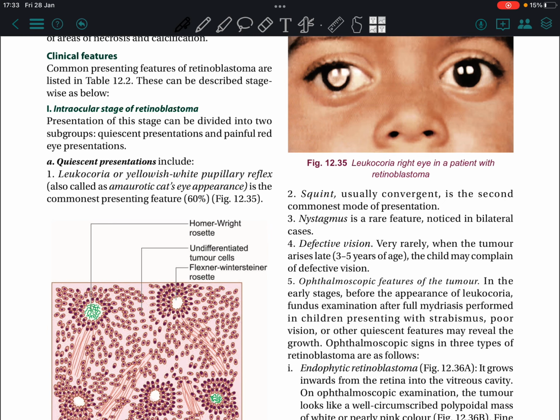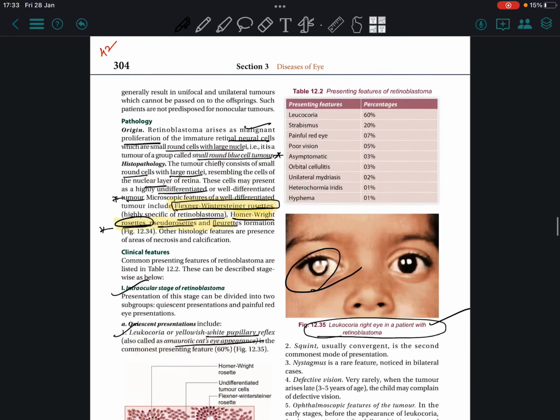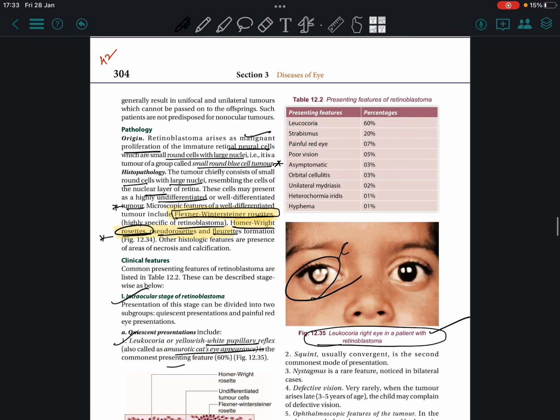Intraocular features can be described stage-wise below. The intraocular stage of retinoblastoma can be divided into 2 groups. Quiescent presentation includes leukocoria or yellowish white pupillary reflex, the amaurotic cat's eye appearance. Leukocoria, right eye, in a patient with retinoblastoma. Cat's eye appearance is the commonest presenting feature.